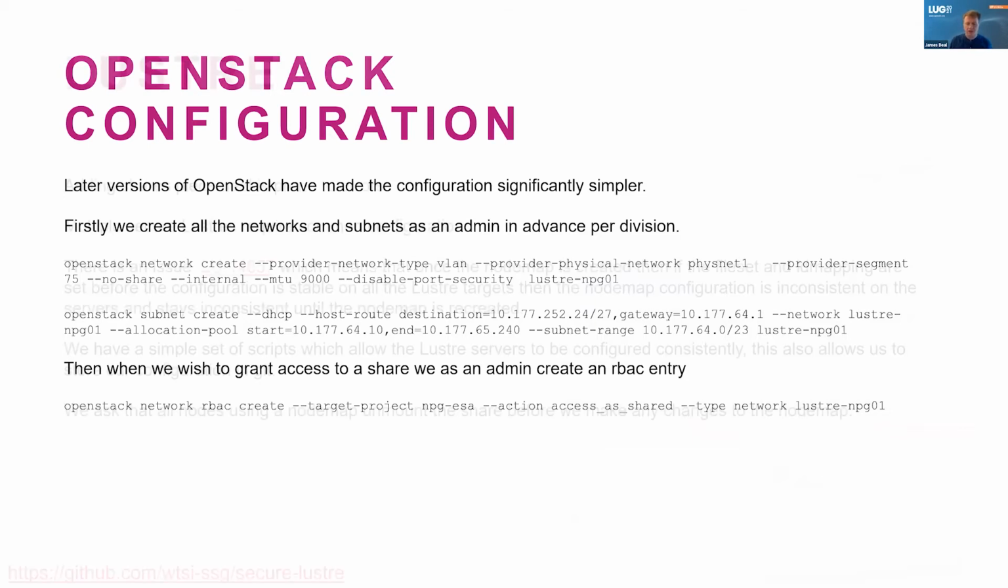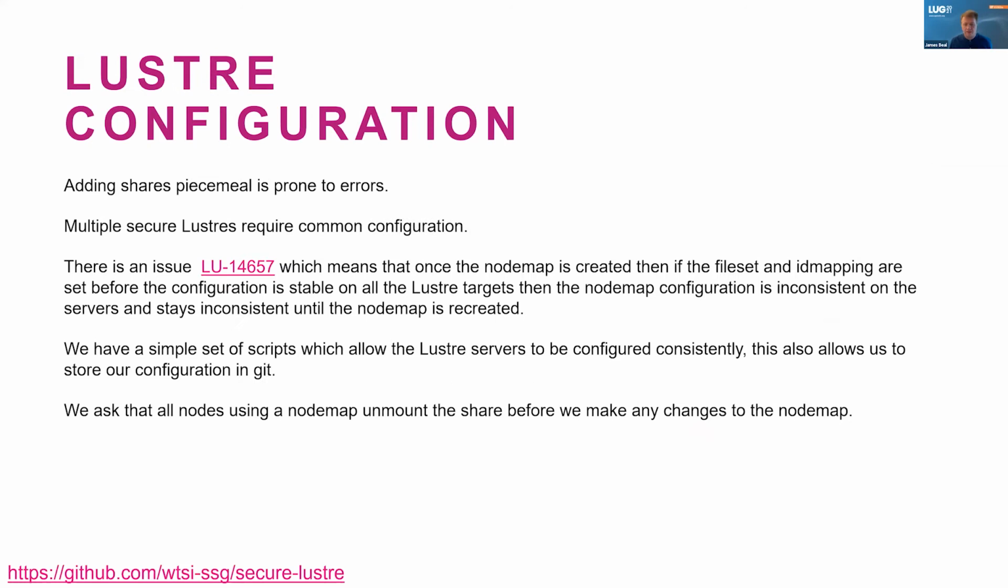Creating shares is prone to error. By creating shares consistently with a script, these errors are reduced. Once the node map is created, we need to wait until the configuration is stable on all Lustre clients before continuing the configuration. We ask that there's no activity on the node map when we make changes, so the behavior is undefined, and machines and their operators can easily get confused.